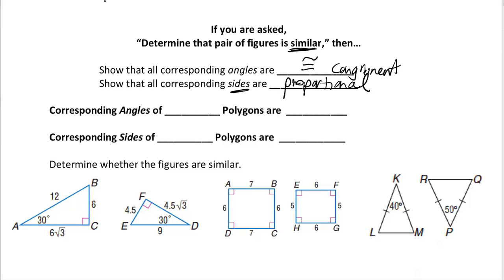So corresponding angles of similar polygons are congruent. Corresponding sides of similar polygons are proportional, meaning you have these fractions that are equal to each other.